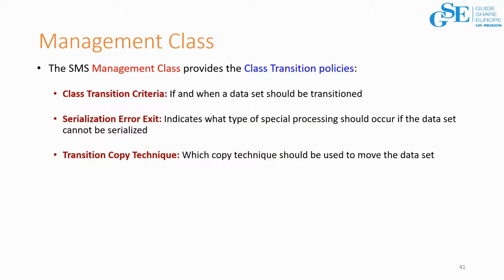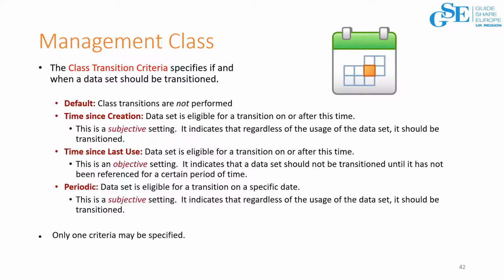The SMS management class provides 3 class transition policies. There's the class transition criteria that indicates if and when a data set should be transitioned. There's a serialization error exit that indicates what should happen if a data set can't be serialized. And then there's the transition copy technique, which indicates how the data set should be moved. So we'll cover each of these a little bit more in depth on the following slides.